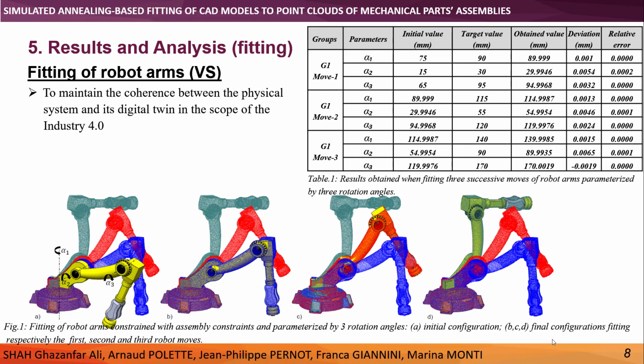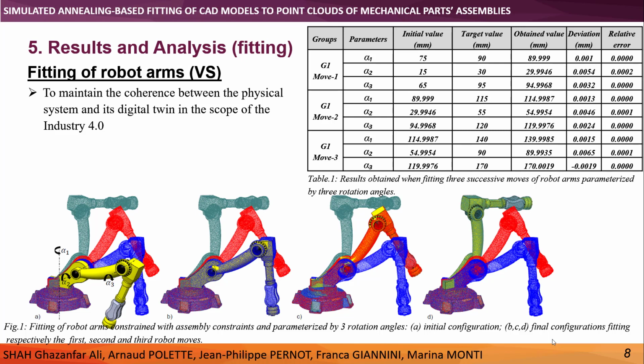The next example is for the fitting of robotic arms for different positions. This example is actually very interesting in terms of Industry 4.0, where the user needs to maintain the coherence between the physical system and its digital twin. Actually, there are three positions, and the robotic arm is controlled by three angles to track those three different positions.